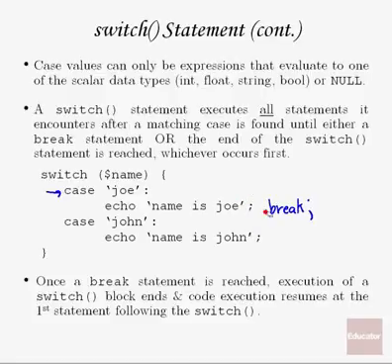So in this case, because there's no break after the first case statement, if the name passed in is the string Joe, it's going to say, okay, I match here, so I'm going to evaluate this statement, so it's going to echo name is Joe. But then there's no break statement, and as mentioned, the switch statement continues to execute statements until it reaches a break statement or the end of the switch statement. So it goes down here and outputs this line as well. It's going to echo name is John. Then it's going to reach the end of the switch statement and stop. So this is probably not the behavior that would be desired, and that's where break statements come into use.